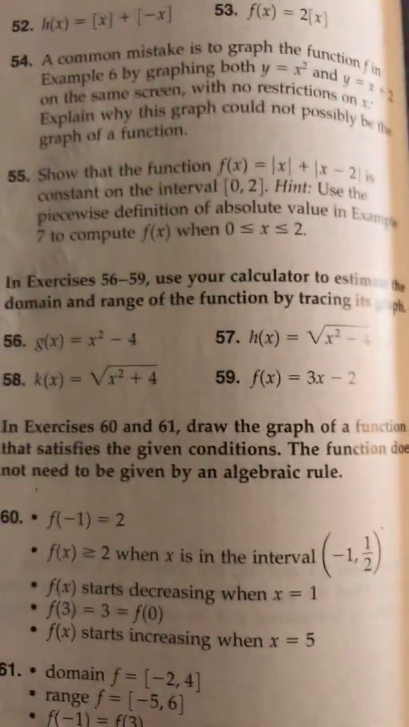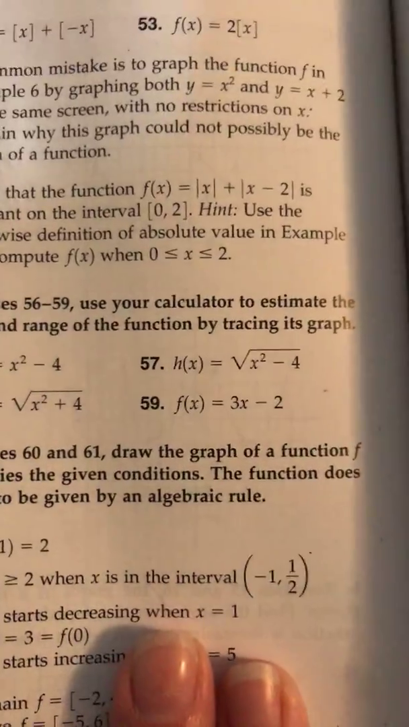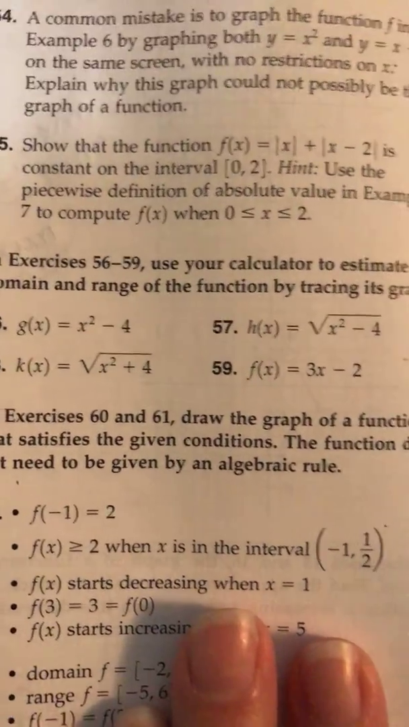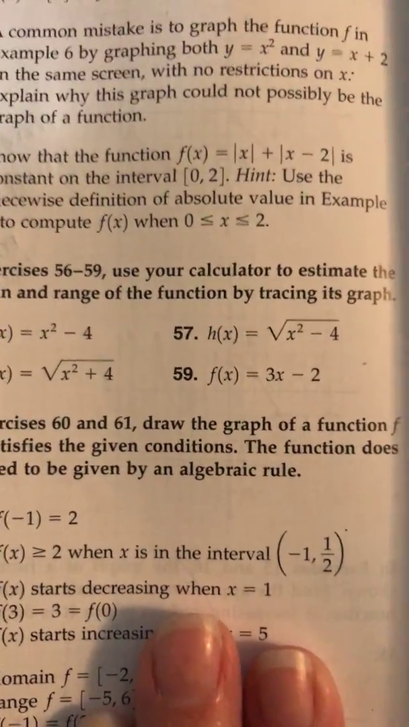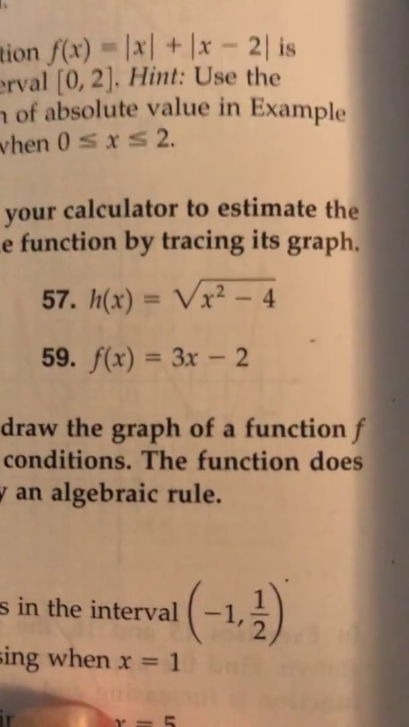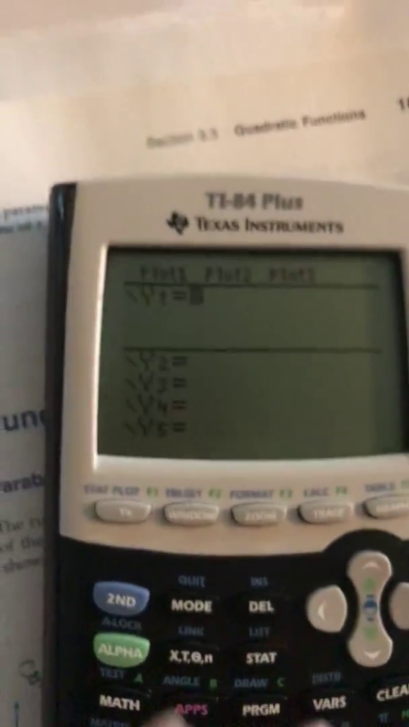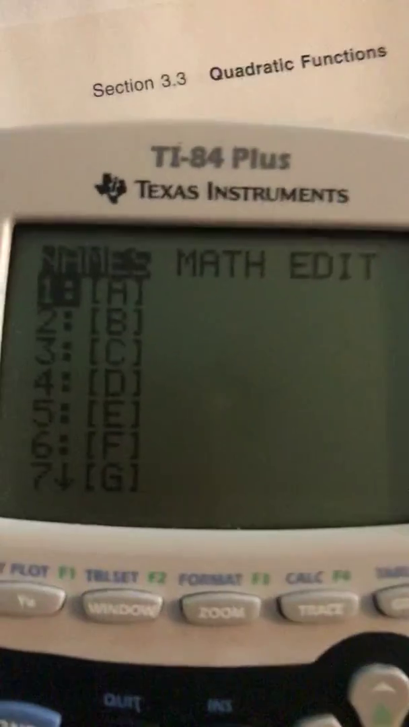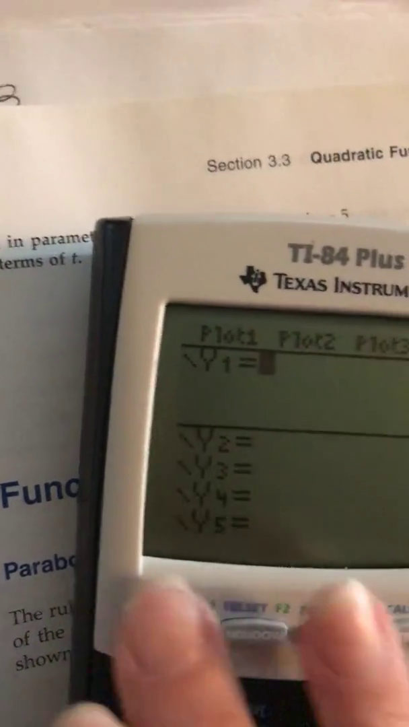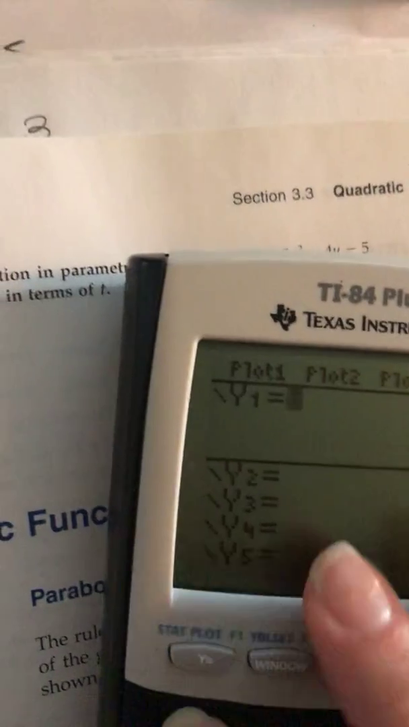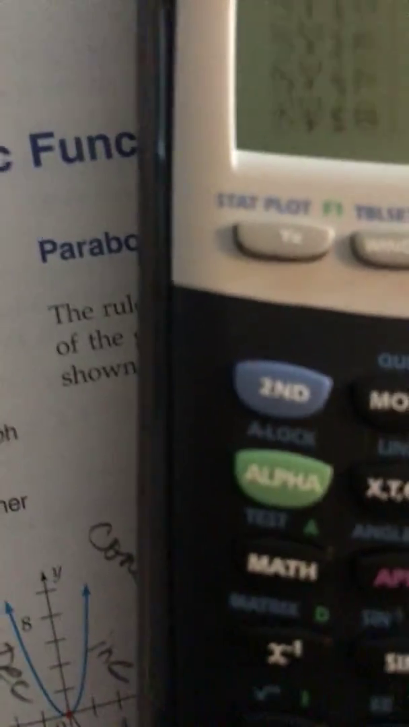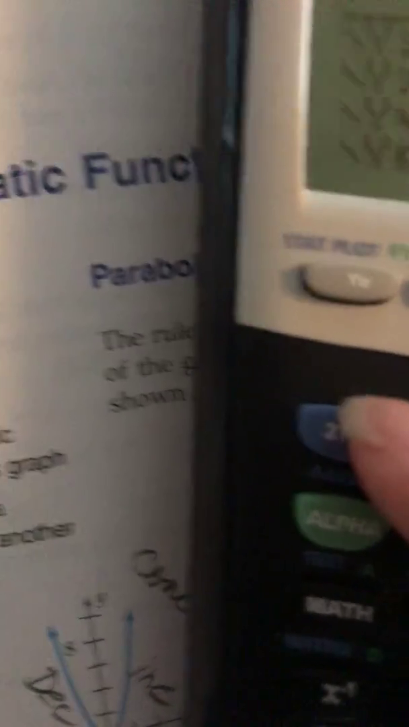All right, 57 says use your calculator to estimate the domain and range. Okay, by tracing the graph. So it's the square root of x squared minus 4. Let's go graph it. Square root, I did that wrong. All right, clear. Go back. There we go. I meant to do second. I don't know what I'm doing. I need to go down one more. Okay, second. There. There's square root.